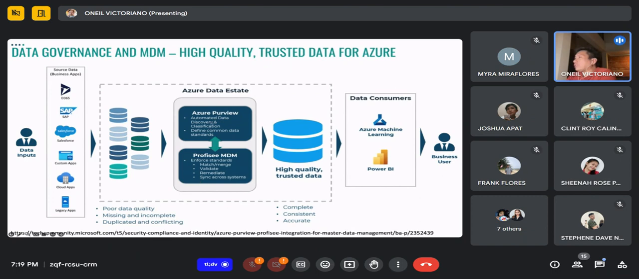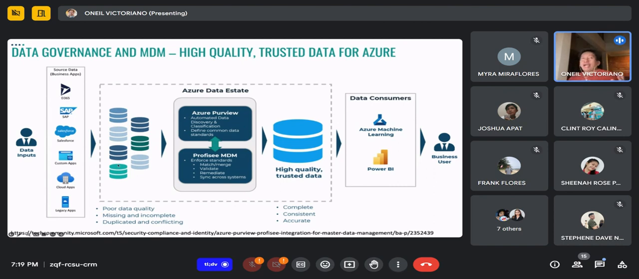So it automates data discovery and classification. It defines common data standards. It does enforce standards over matching data, master data, validate, remediate, sync across, and all of this would have high quality of trusted data. So that's how it is, no? So the idea is to be able to merge and do data quality management over the data, over this poor data quality: missing and incomplete, duplicate and conflicting.